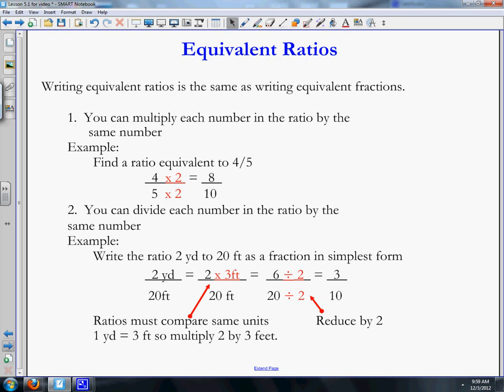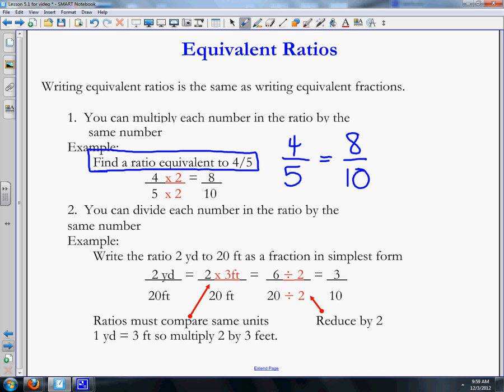Okay, so equivalent ratios. Writing equivalent ratios is the same as writing equivalent fractions. So you do not need to write all of this down. Here's what I want you to write. Find a ratio equivalent to 4/5. Write that in your notes. So you'd have 4/5, and then you would write 8/10, tenths. Those are equivalent ratios.